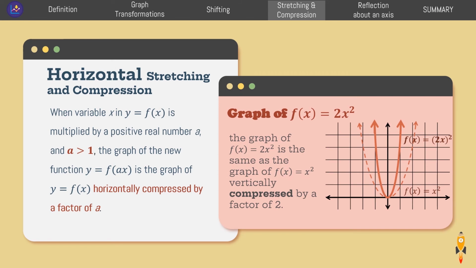Example: sketch the graph of f of x equals 2x squared. Solution: in f of x equals 2x squared, variable x in f of x equals x squared is multiplied by positive real number 2, and 2 is greater than 1. Therefore, the graph of f of x equals 2x squared is the same as the graph of f of x equals x squared, horizontally compressed by a factor of 2.